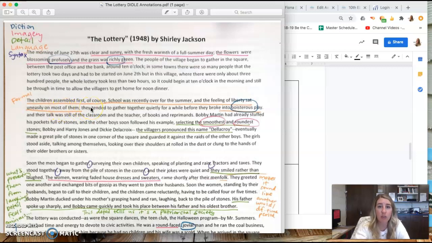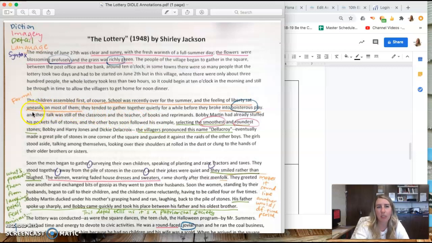School was recently over for the summer, and the feeling of liberty sat uneasily on most of them. This, to say, and the children even, instead of the kids assembled first, makes it a more formal tone. So just keep that in mind. Feeling at liberty, not feeling freedom, right? To choose at liberty makes a difference.